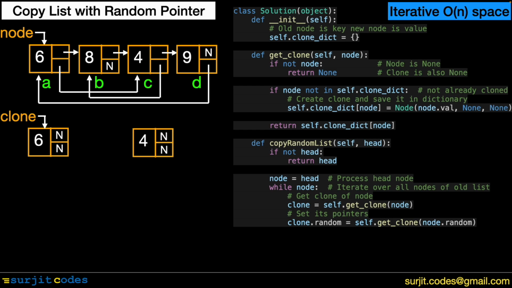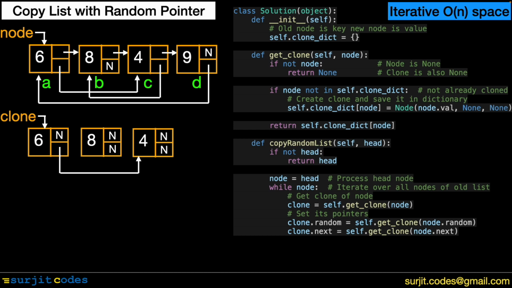Node.random is the node with val equal to 4 for which we call getClone. As it is not in the dictionary, getClone creates it and saves it in the dictionary before returning its address, which is saved in clone.random. We repeat the same process for the next pointer, create the clone of node.next and save its address in clone.next. In the last statement of the loop, node moves to its next position.